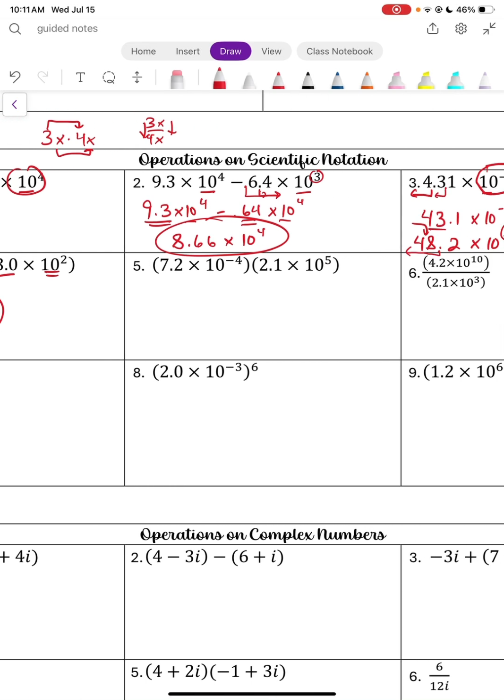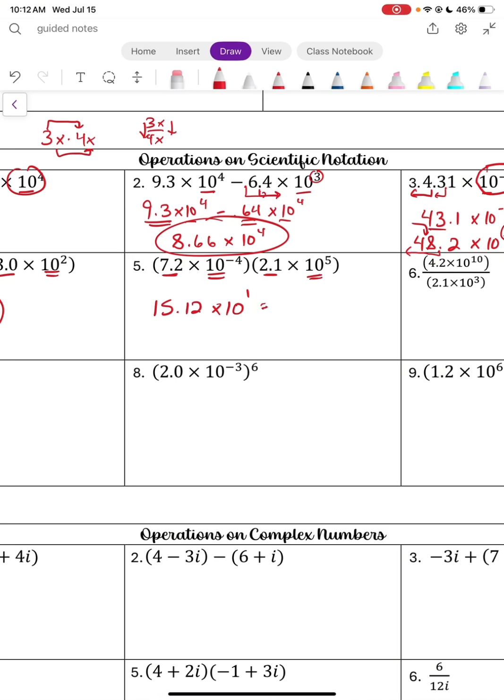The next one, again, we're going to combine the things that are alike, the 7.2 and the 2.1. When we multiply, it gives me 15.12 times 10 to the, and again, we're using our exponent rule, 10 to the negative 4 and 10 to the fifth. To multiply those together, we're going to add the exponents. That gives me 10 to the first.